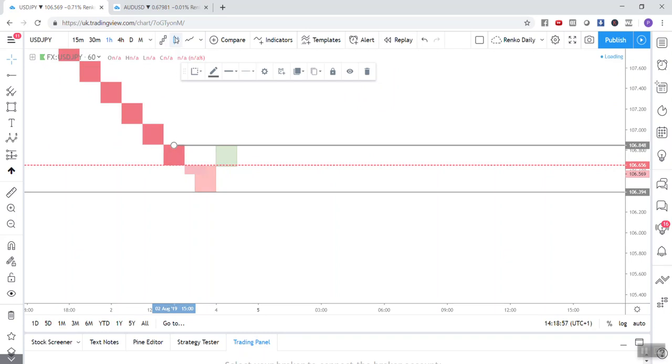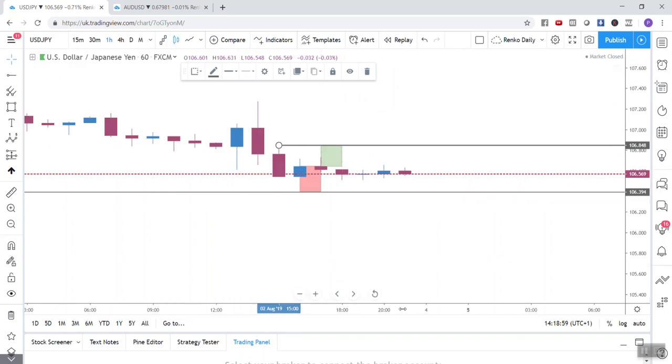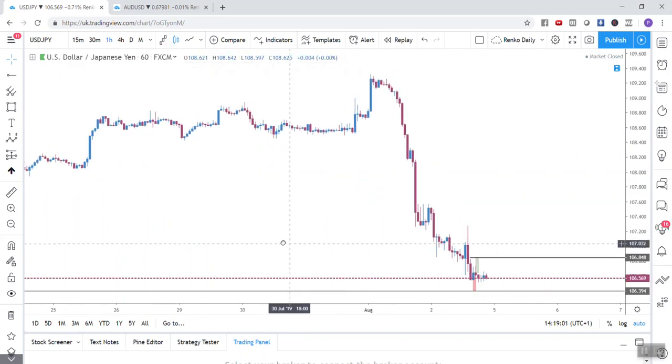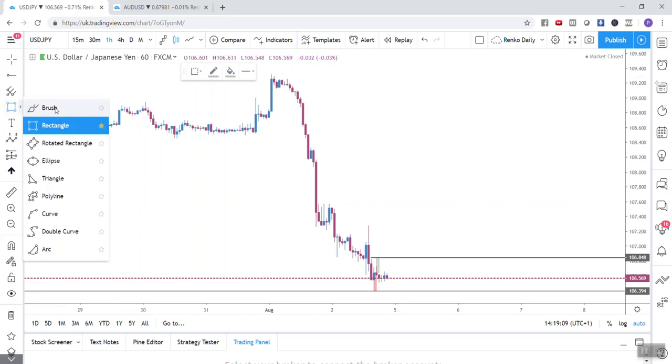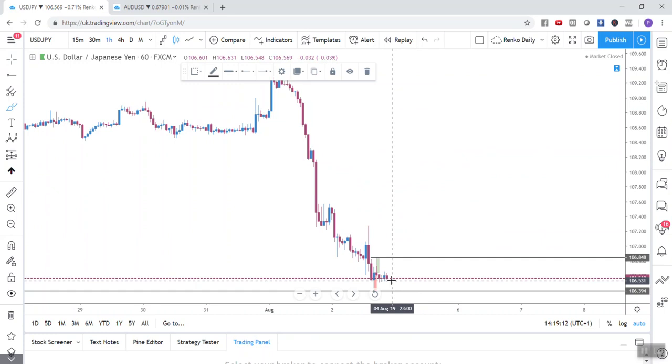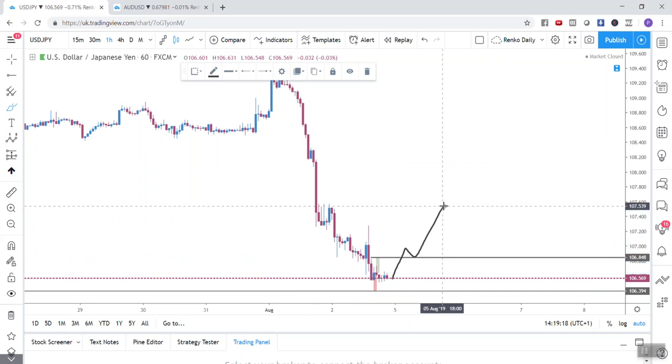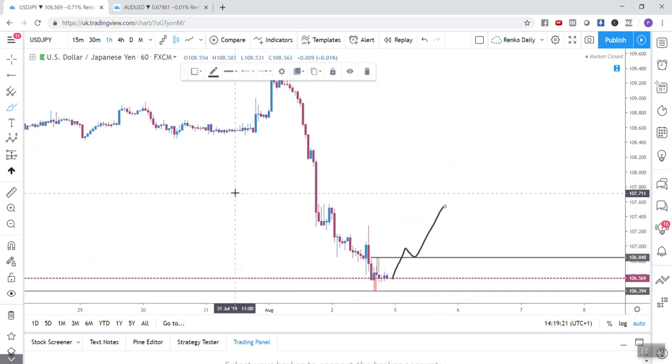Then all you do is you wait for the market to break through structure, pull back and retest, and then take your trade up. That's USD JPY.